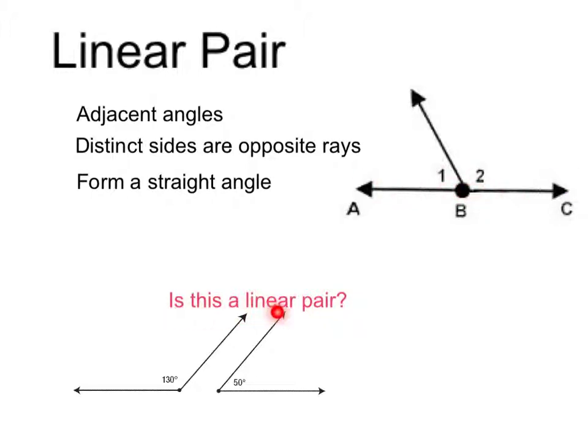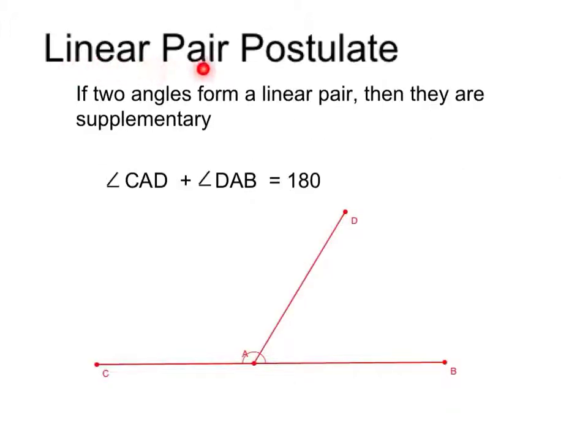Now the question here, I thought this was a good question. This is the same little GIF from our previous slide. Is this a linear pair? And of course the answer is no. They're not adjacent, meaning they do not share a side and the vertex. They do make a complementary angle, but they are not adjacent. Now the linear pair postulate, that's what we're going to be working on today.